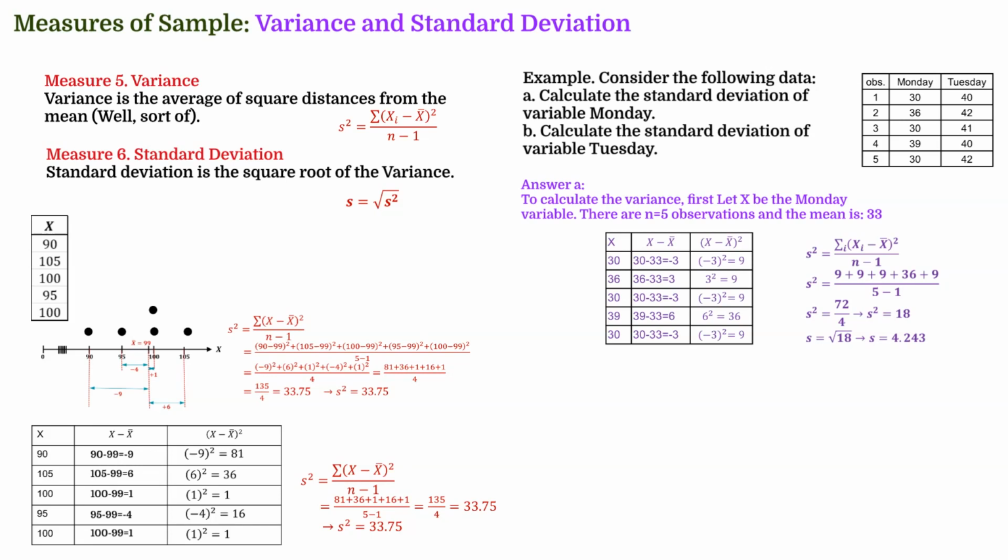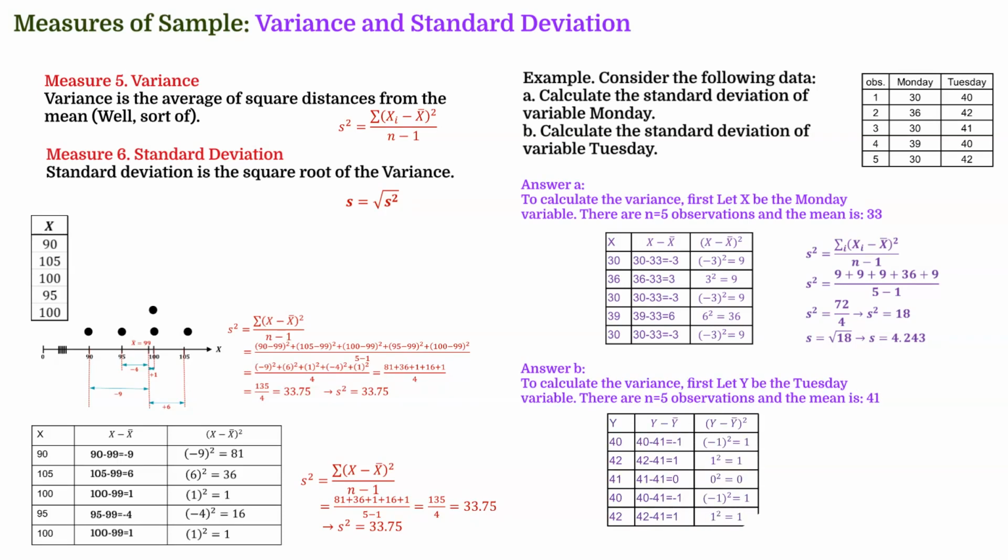Then I sum them all together. 9 plus 9 plus 9 plus 36 plus 9, divided by 5 minus 1. 72 divided by 4. So S squared is 18. And standard deviation is the square root of 18, which is 4.243.